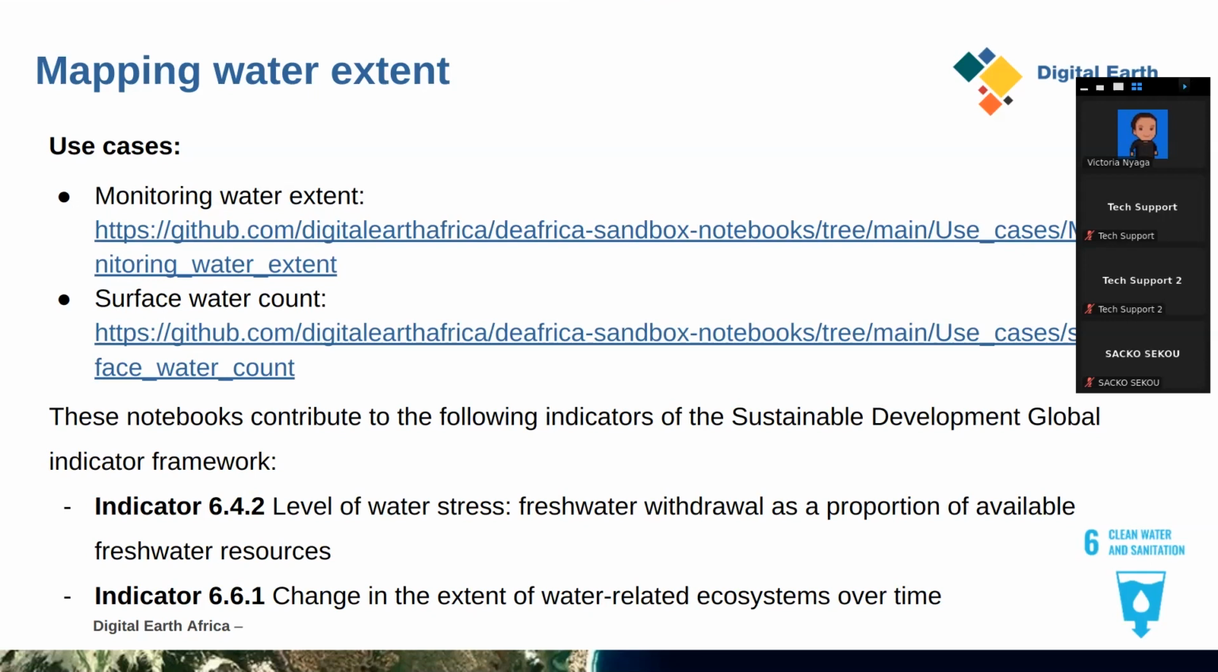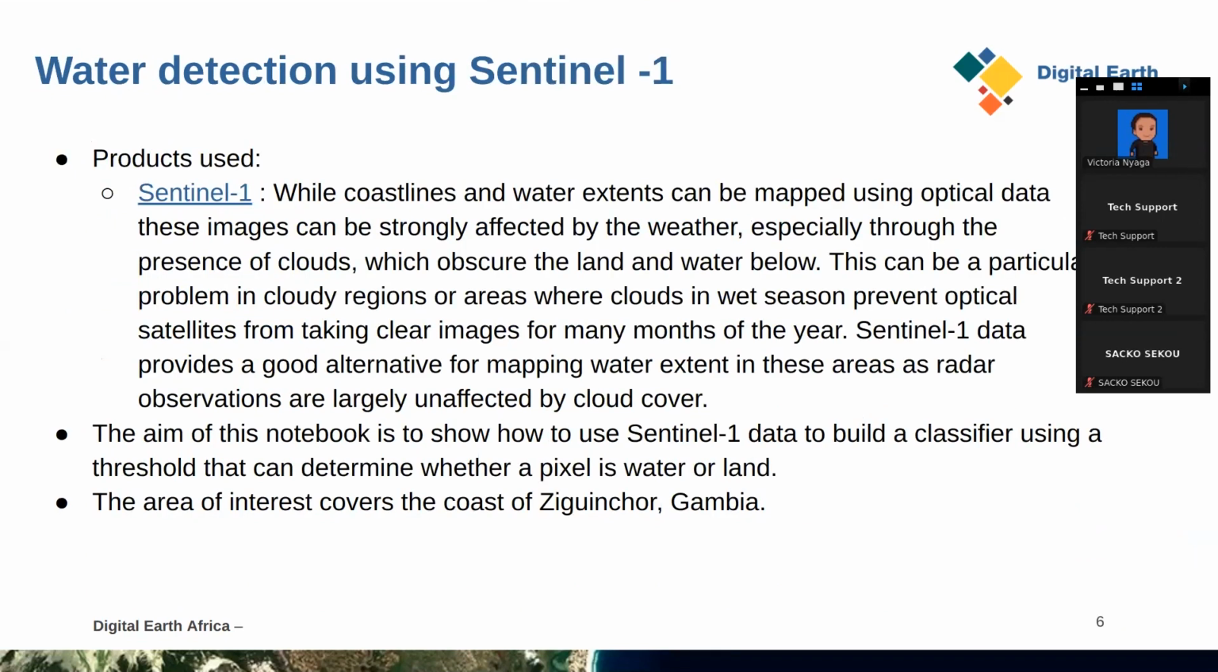These notebooks contribute to the following indicators in support of the global indicator framework for the Sustainable Development Goals. We have the level of water stress indicator, and we also have the change in extent of water-related ecosystems over time. We'll be starting off with the water detection using Sentinel-1. The Africa products used in this notebook are the Sentinel-1 analysis-ready data.